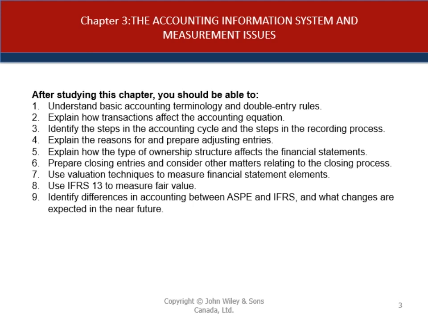We'll talk about the type of ownership structure and explain how the type of ownership structure affects the financial statements. Then we'll prepare closing entries, consider other matters relating to the closing process. Then we'll talk a little bit about valuation techniques to measure financial statement elements. We'll talk about IFRS 13, which shows us how to measure fair value. And then we'll identify differences in accounting between small business GAAP and public company GAAP, ASPE and IFRS. And we'll talk about what changes are expected in the near future. Not a lot in this area.